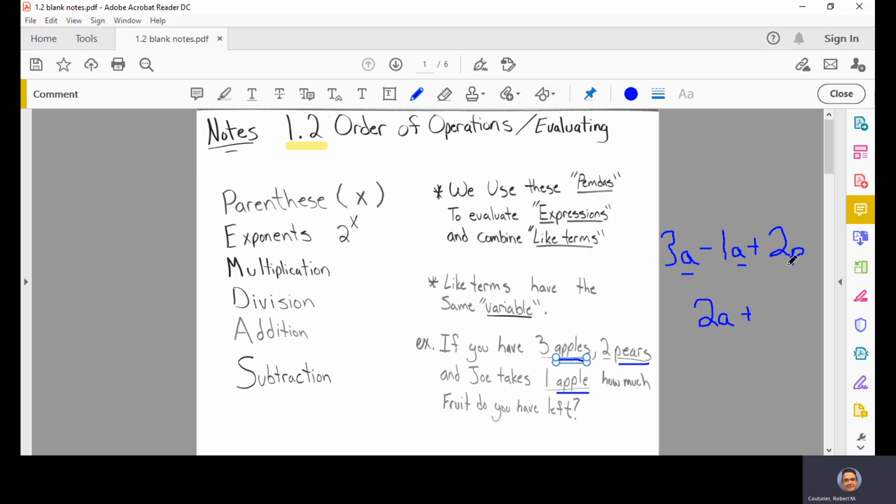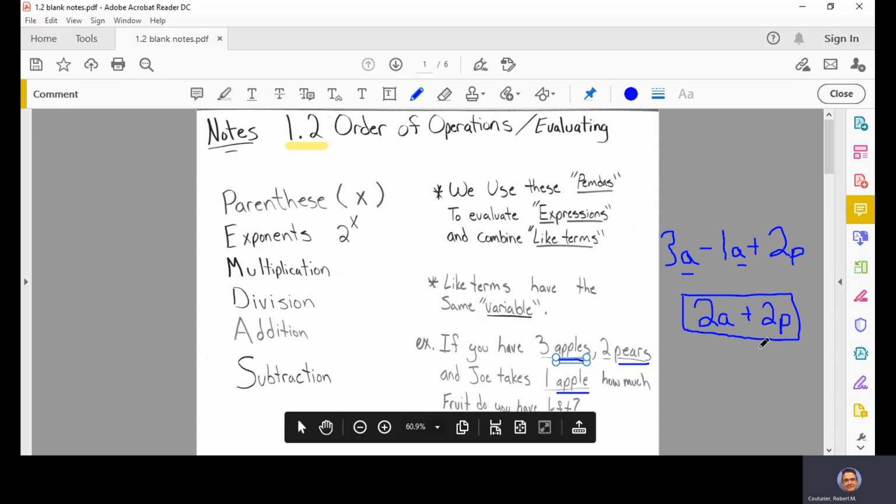Plus, well, we only have 1 set of P's, 2 P's. And that would be your final answer. That's your first crazy algebra problem. Who knew you'd ever be doing math with letters and symbols in it? So if you have 3 apples, 2 pears, and Joe takes one of your apples, how much fruit do you have left? Well, we have 2 apples and then 2 pears left.